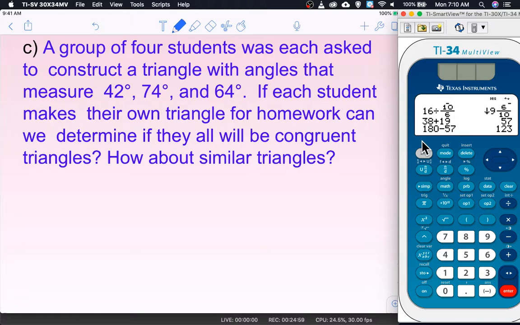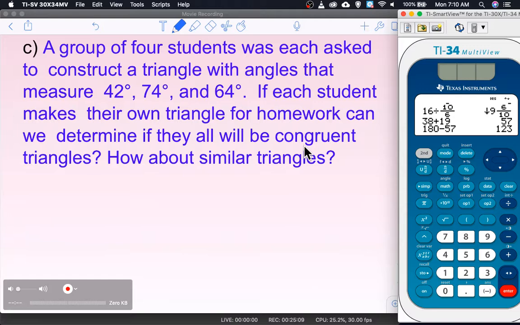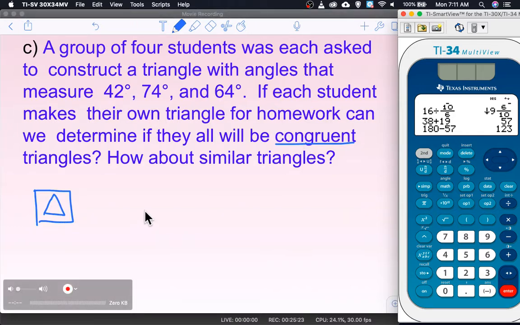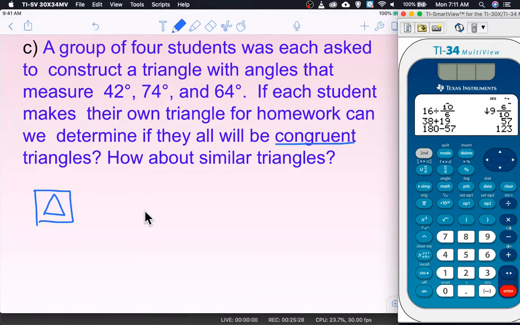All right. So they would not all be congruent. Congruent, again, means identical, twins. Well, imagine you got a couple kids, and one kid makes his on a post-it note. So he drew his triangle on a post-it note, and it has exactly these three angle measures. Another student comes in and they have a piece of paper, and they drew it nice and big on that piece of paper.